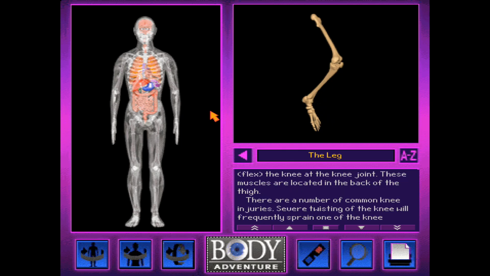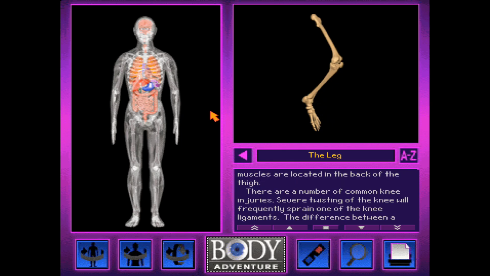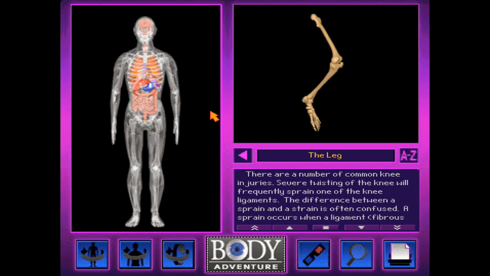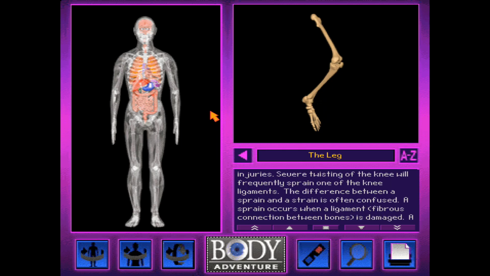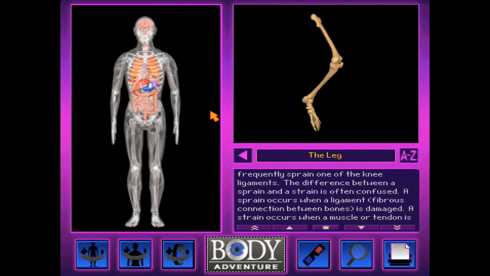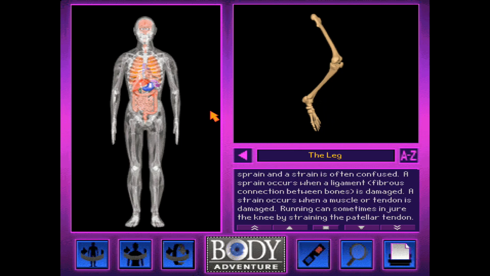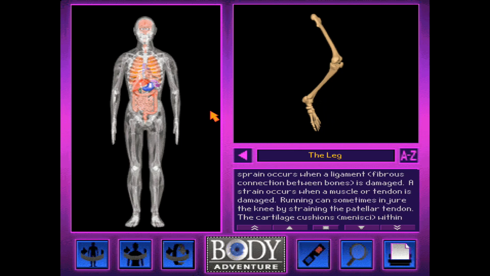There are a number of common knee injuries. Severe twisting of the knee will frequently sprain one of the knee ligaments. The difference between a sprain and a strain is often confused. A sprain occurs when a ligament, a fibrous connection between bones, is damaged. A strain occurs when a muscle or tendon is damaged.